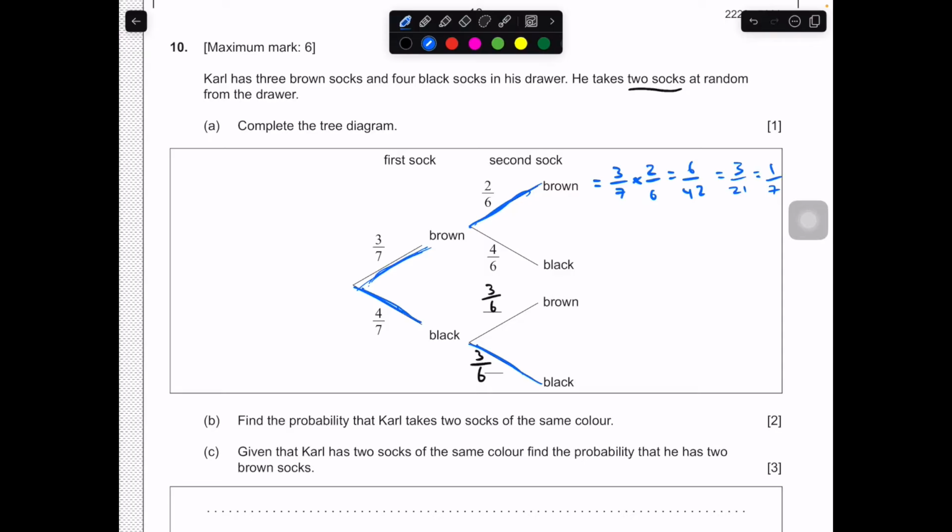And then if we multiply along here, black times black, 4/7 times 3/6 is going to be 12/42. In this case, 6/21, or 2/7. Okay, so 1/7 of the time he has 2 browns, 2/7 of the time he has 2 blacks. In both cases, he has a pair of socks that are the same color.